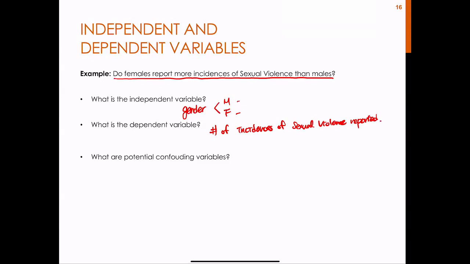As before, it is important to consider what the potential confounding variables are. So for example, location or age can be possible confounding variables. And you can consider other potential extraneous variables. That's good.